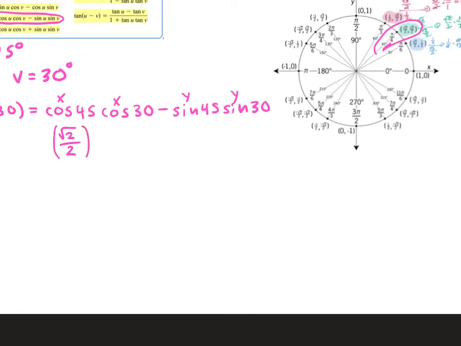What's the cosine of 30? Square root 3 over 2. What is the sine of 45? Square root 2 over 2, so we're looking at the y now. And then the sine of 30, again, we're looking at the y. So what's the sine of 30? 1/2.